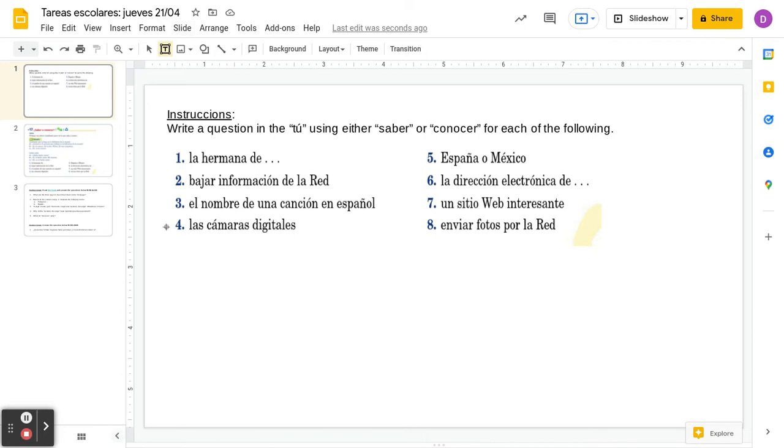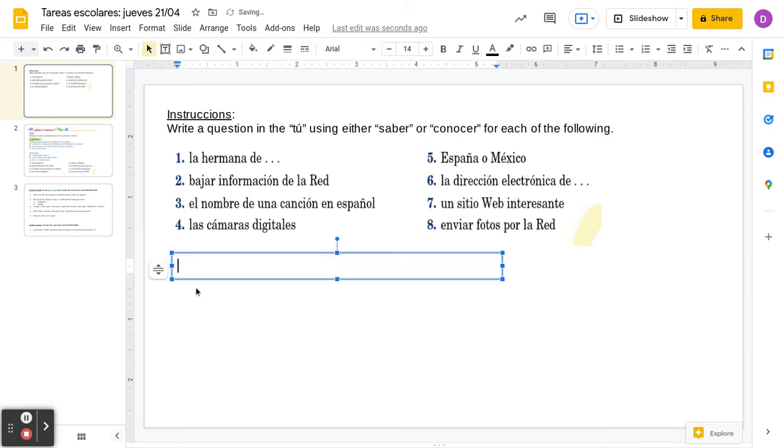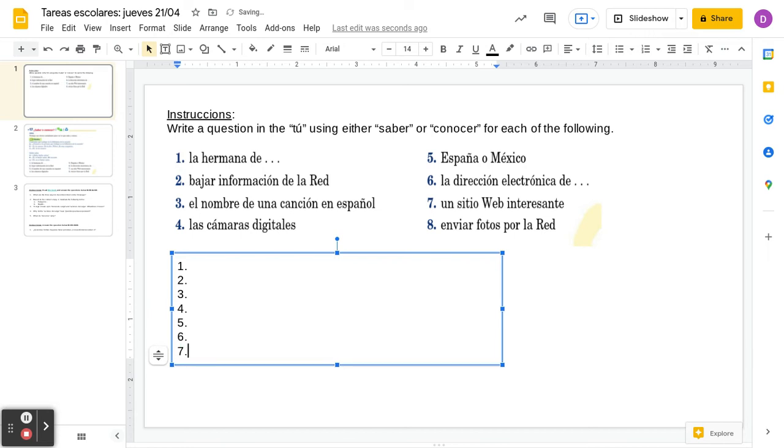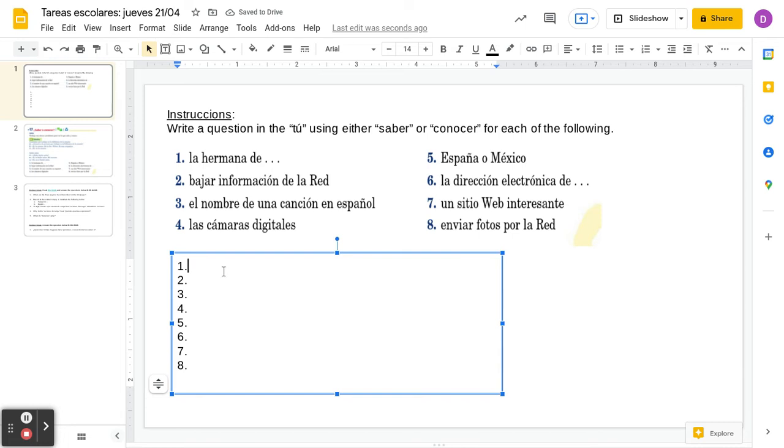All right, first things first. I'm actually going to make a little text box here for you. This is where you'll put your answers, or rather your questions. You're going to write a question in the tú form using either saber or conocer for each of the little phrases below. You need to figure out, based on the phrase, whether you're going to use saber or conocer. Well, let's look at the first one together.